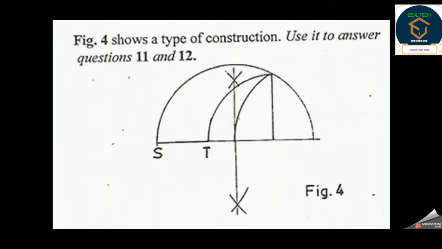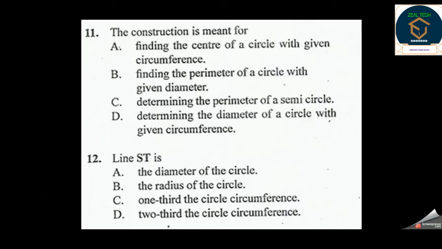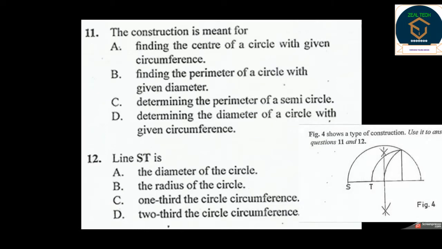The diagram we have here says figure 4 shows a type of construction. Use it to answer questions 11 and 12. Alright, so let us look at questions number 11 and number 12. Now, you can see a copy of this diagram is at the right top corner, so we'll place it there for you to be able to see as we correlate both together with the question we have here.